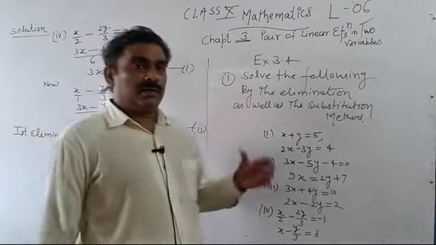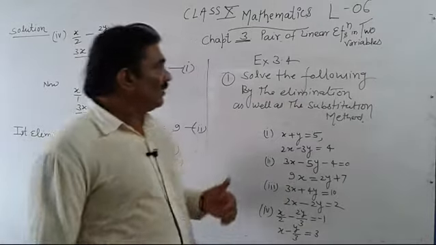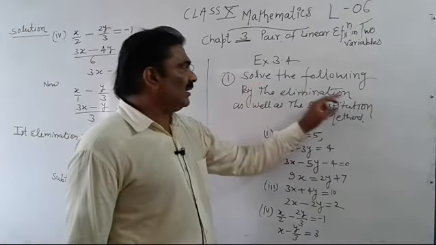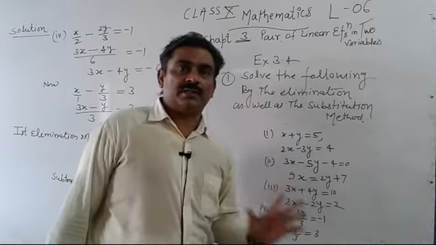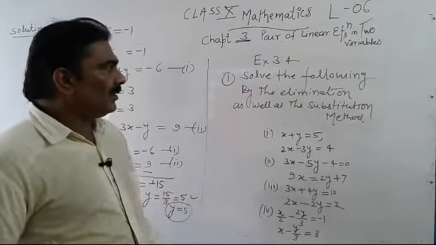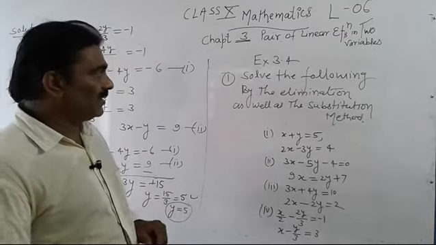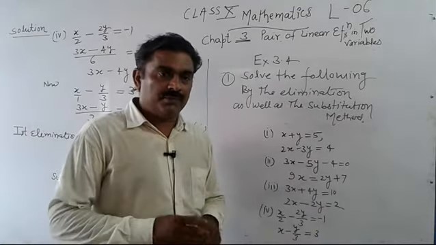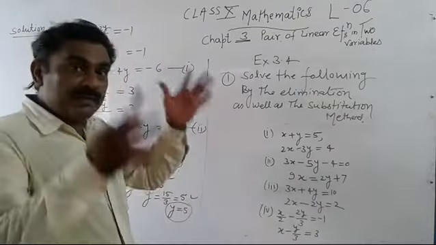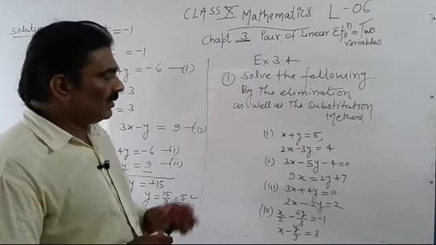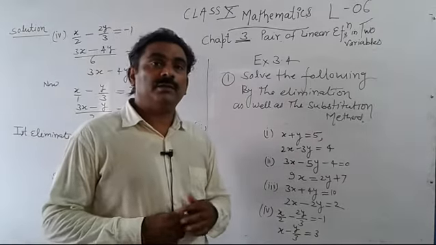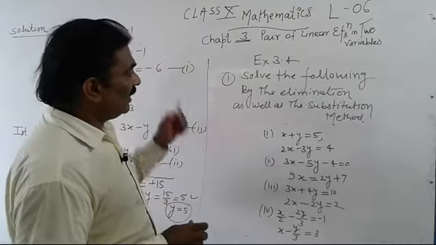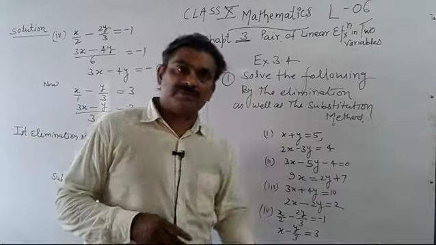So today, this is the first question of 3.4. We are given: solve the following by the elimination as well as the substitution method. Each part of the question you have to solve in two ways. Number one, elimination, and number two, substitution. You have already solved these before, but once again this is the time to solve by both methods and to learn how to solve by elimination as well as substitution method.